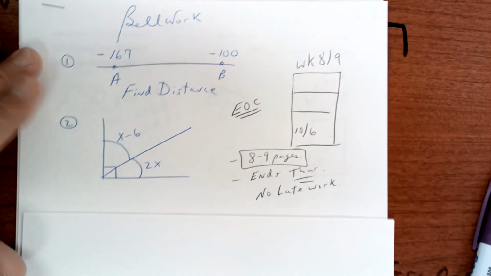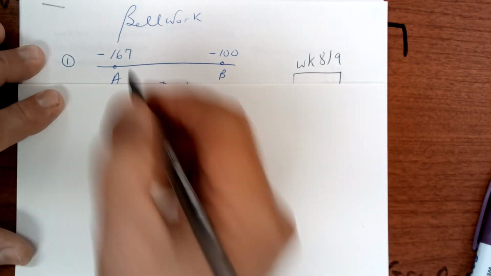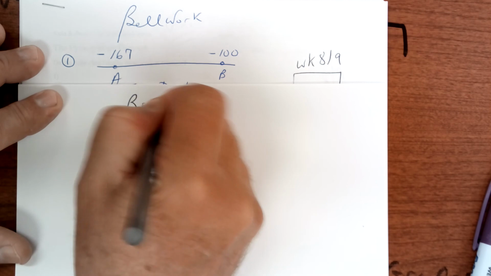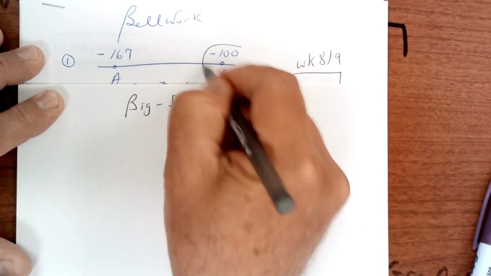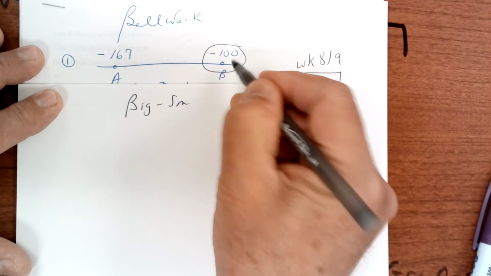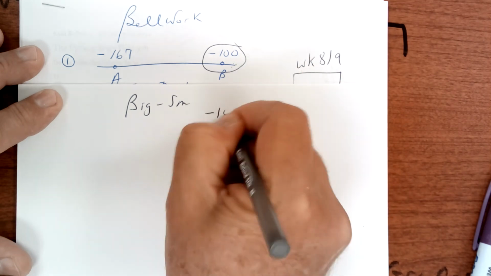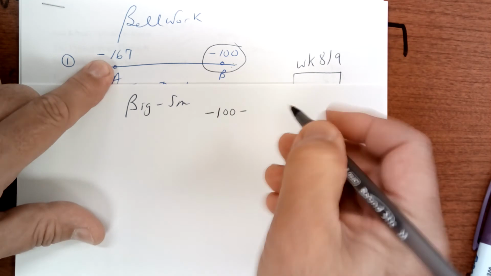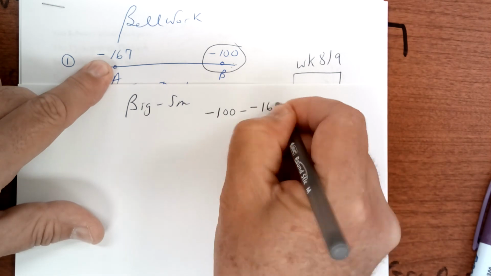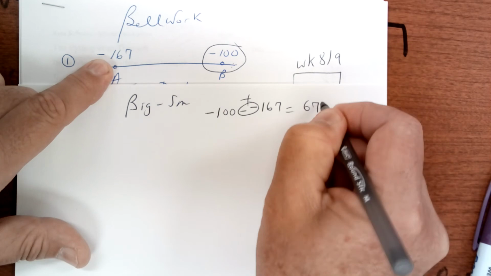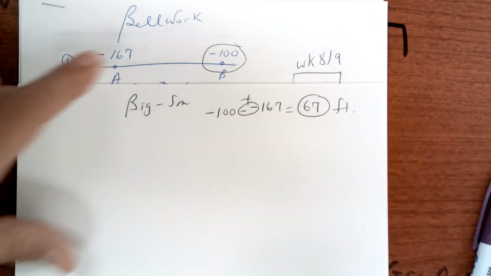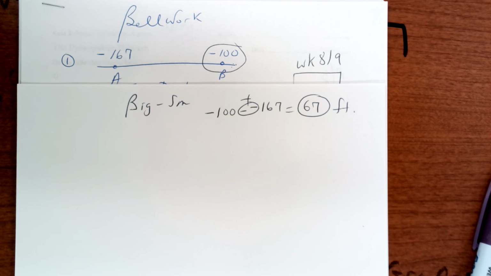To find the distance, you're going to take big minus small. That's the formula I gave you. Well, you know this one is the biggest one because it's a smaller negative. So the big one minus the small one, which happens to be a negative. A double negative becomes a plus, and you end up with 67 feet or inches. That's it. Big minus small. That's what you were taught.